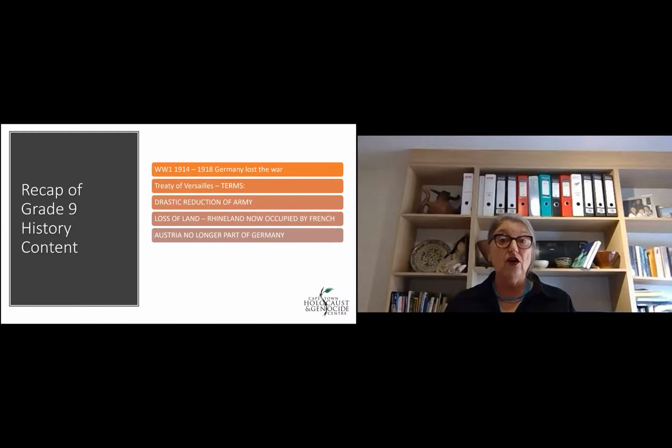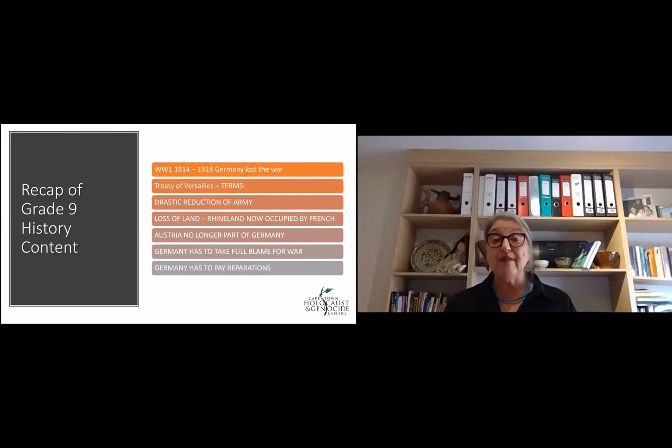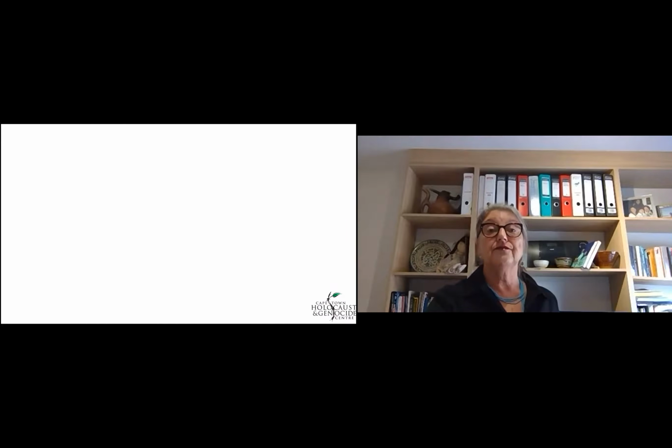Austria is no longer part of Germany. Germany has to take full responsibility for the war, and Germany has to pay reparations, has to pay back money to the other countries. So really, by the end of World War I, Germany is pretty much on its knees. And so you must understand that in Germany, the economy at this stage is not very good.